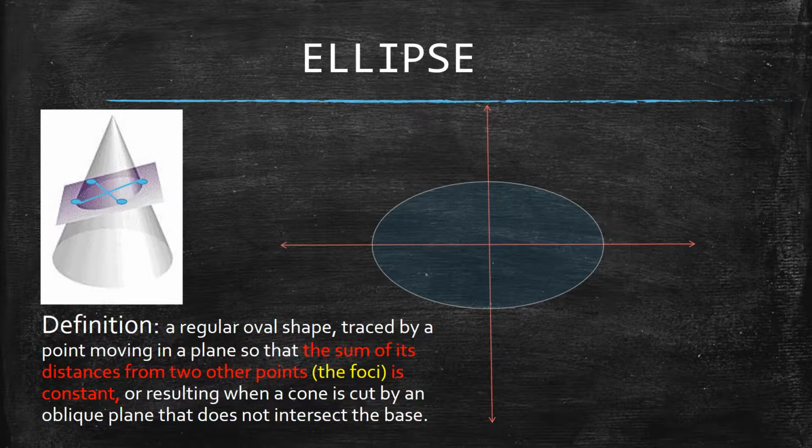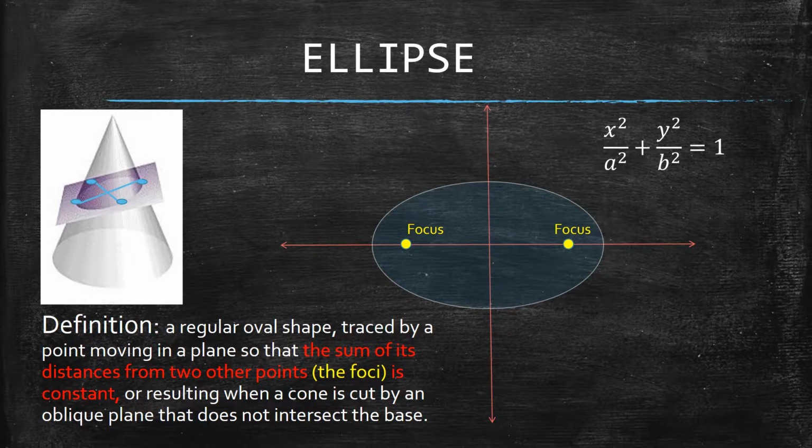According to Google, the definition of an ellipse is a regular oval shape traced by a point moving in a plane so that the sum of its distances from two points, the foci, is constant, or resulting when a cone is cut by an oblique plane that does not intersect the base. This particular ellipse is represented by the formula x squared over a squared plus y squared over b squared equals 1.